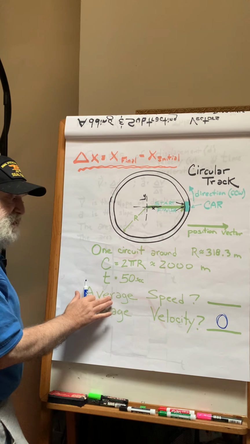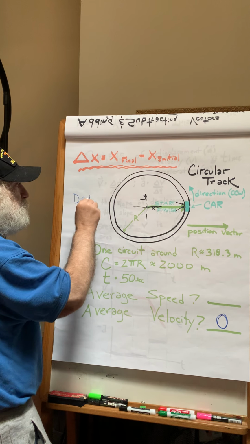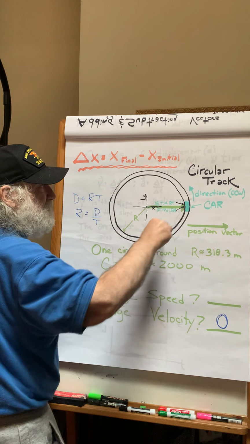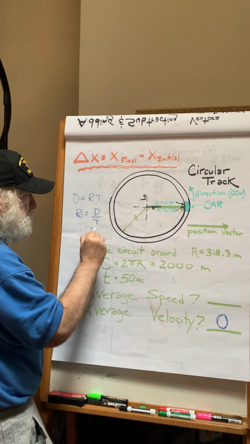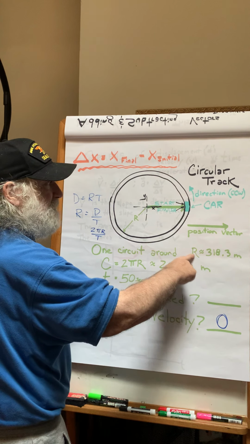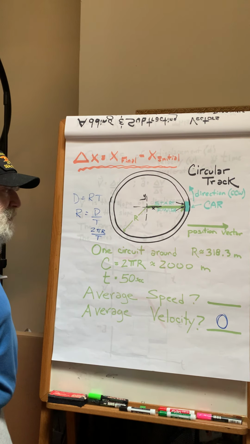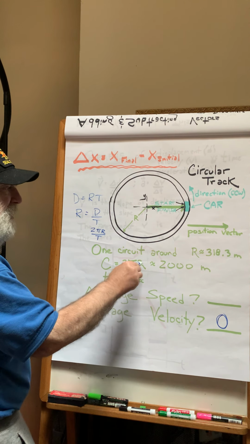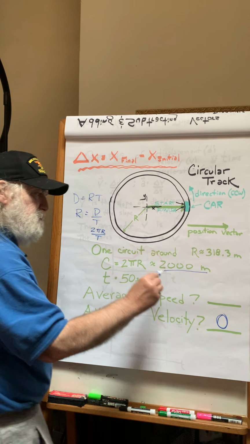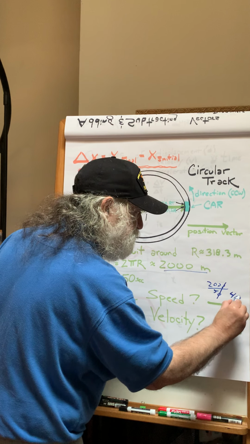But speed is a scalar. So what was the average speed? Well, distance equals rate times time, so the rate is going to be distance over time. And the distance it traveled is 2 pi r over the time it took. So if we calculate, we know the radius of this particular track is 318.3 meters. So the circumference is 2 pi r, or 2,000 meters, and we did it in 50 seconds. So the distance, 2,000 over 50, is 40 meters per second.